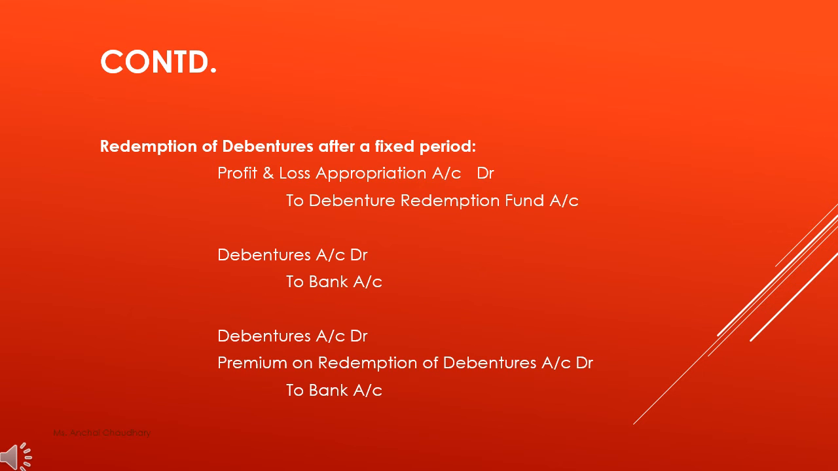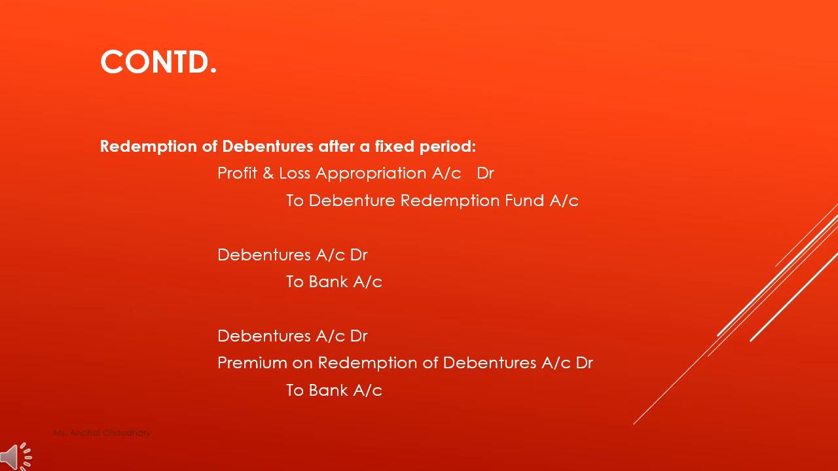And last is redemption of debentures after a fixed period. Under this method, the company redeems all the debentures in a lump sum after expiry of the fixed period agreed upon in the prospectus issued at the time of issue of debentures. So the journal entry in this case will be profit and loss appropriation account debit to DRR account, sorry, debentures account debit to bank account.